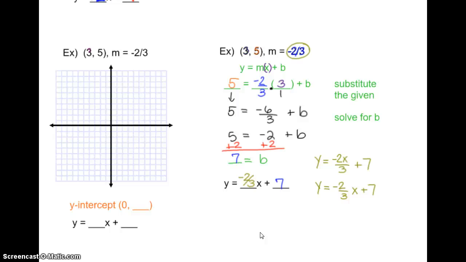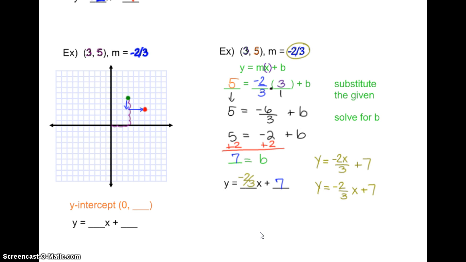So I've tried this one without graphing, using the formula to write the equation. Now I'm going to try to prove that I got the right equation by graphing. 3, 5 goes right 3 and up 5 from the origin. Remember, that's 0, 0. I place my first point, and I need to use my slope of negative 2/3 to locate my next point. Negative 2 tells me I'm going down 2. And a positive 3 tells me my run will go to the right 3. I'll place my next point there.